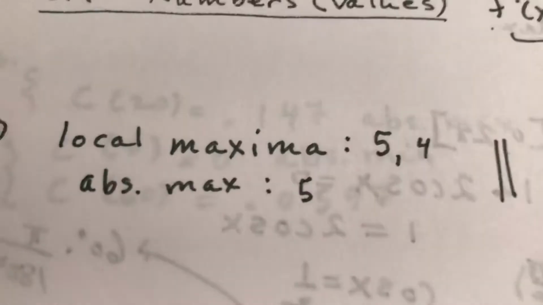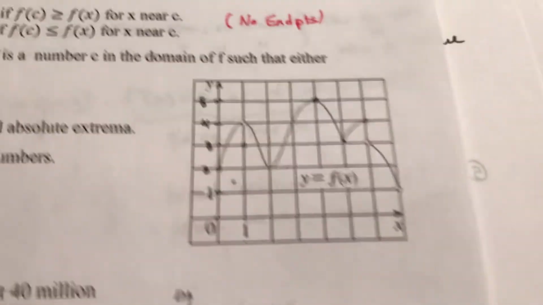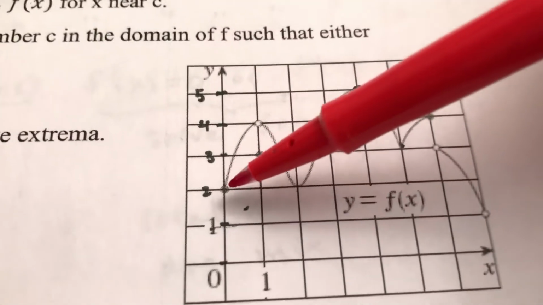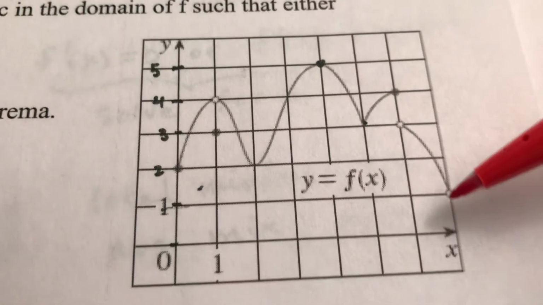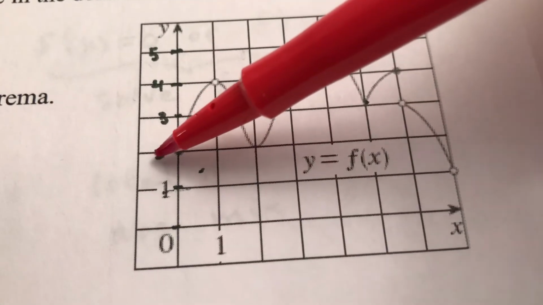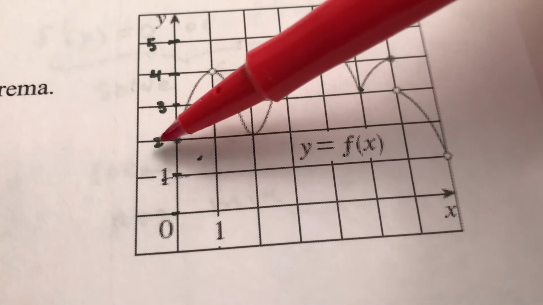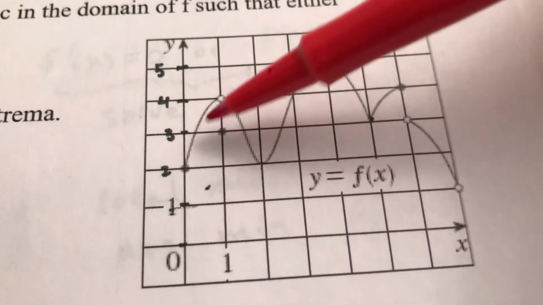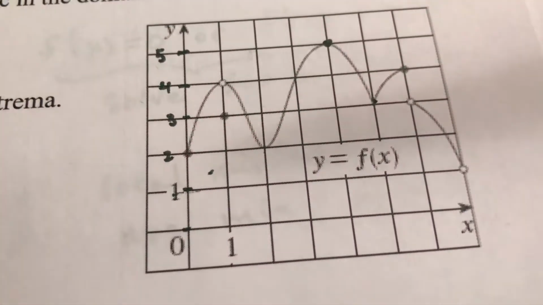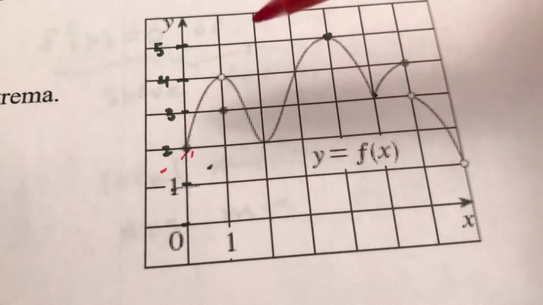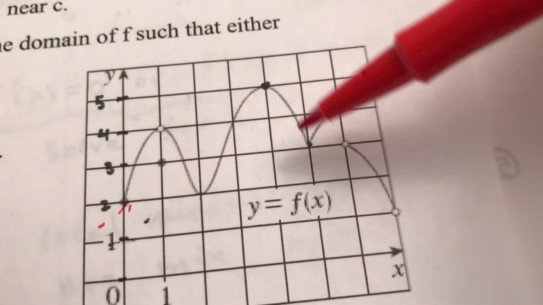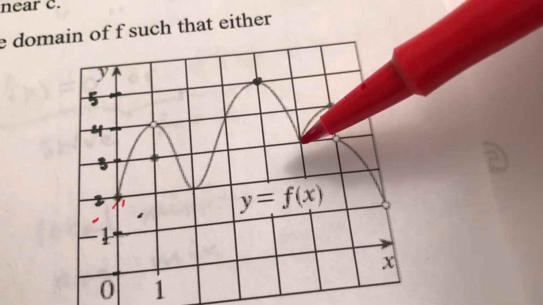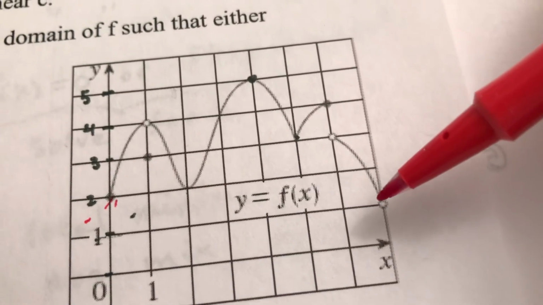Local minimum. Let's take a look at this graph again. Local minimum. Let's see, that's a minimum, minimum, minimum, minimum. This is not a local minimum because it is not defined to the left. So we can't say that, we don't know what's going on over here. This is a local minimum because it's a low point in this neighborhood. And this is a local minimum because it's a low point in that neighborhood. This is a low point, but it's undefined.